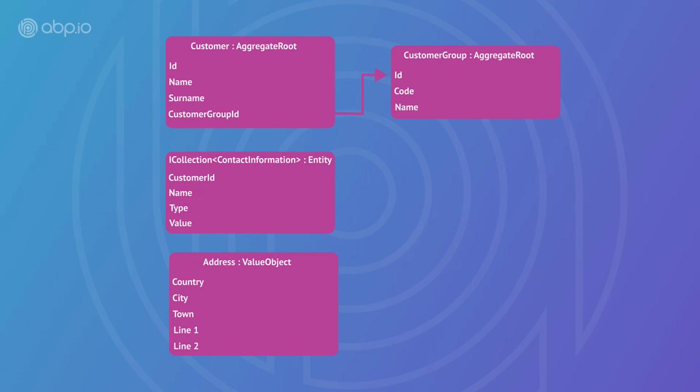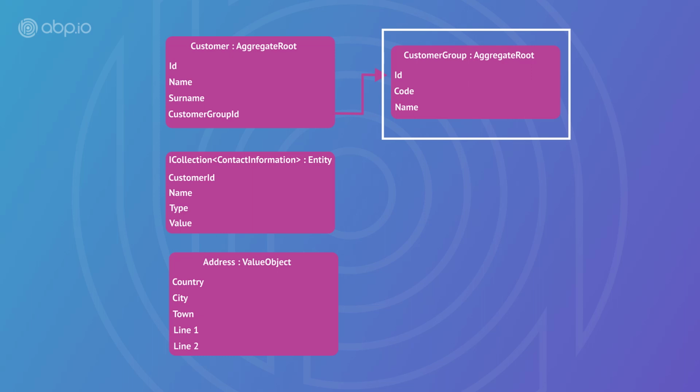Now, as you might remember from the entities video, we've created the Customer aggregate root. It had the ID, the name, the surname, the customer group ID that we have not created yet, the navigation property of the contact information, which was an entity itself, and our value object, the address. And as you might remember as well, the customer group was an aggregate root itself. We said that we do not reference the aggregate roots by the navigation property, but rather the ID.